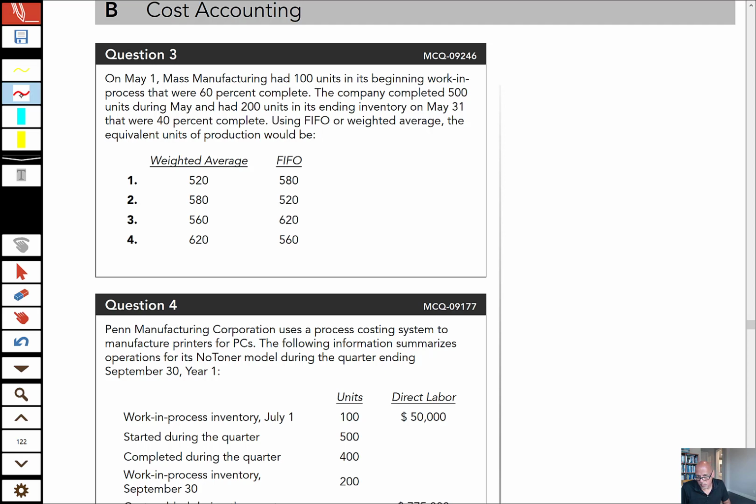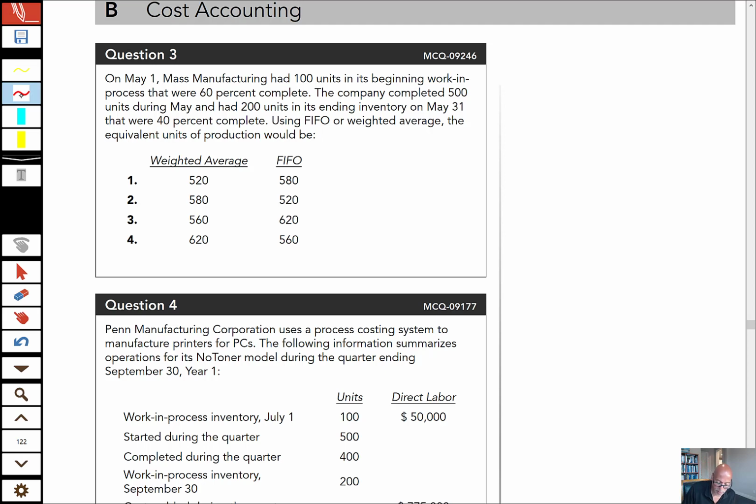You may want to do weighted average first, okay? But don't sit here and try to do both of them simultaneously, is the key point. Pick one, do one or the other first, okay? So we've got this mass manufacturing, had 100 units in beginning work in process that were 60% complete, okay?